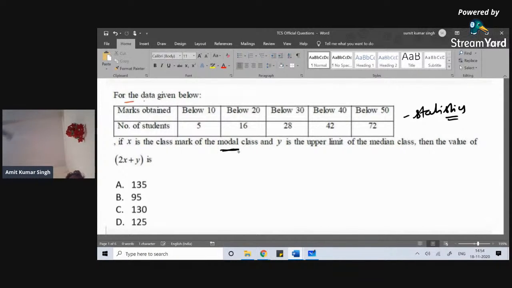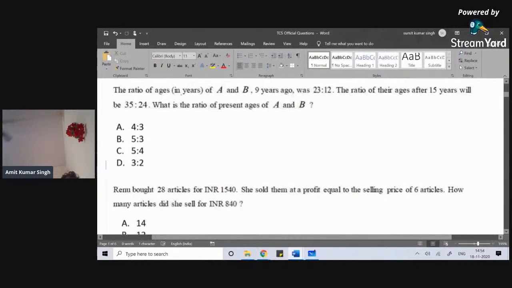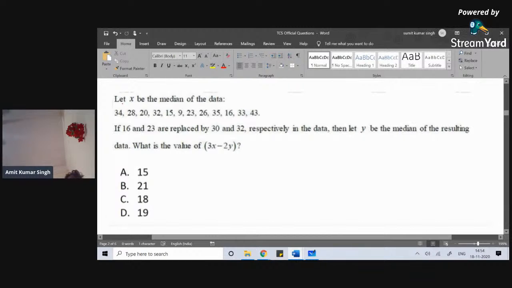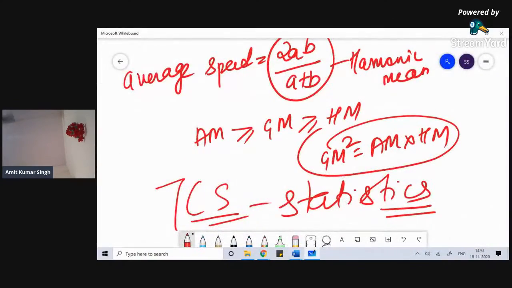What is mode? Mode is the data which repeats maximum. How to find the mode? L plus h times f1 minus f naught by 2 f1 minus f naught minus f2, if class interval with frequency is given. These are all the official questions of TCS. Median, what is median? Arrange the data in ascending order. Then median is the n plus 1 by 2 observation. Around 15% of the questions of TCS will be on statistics.